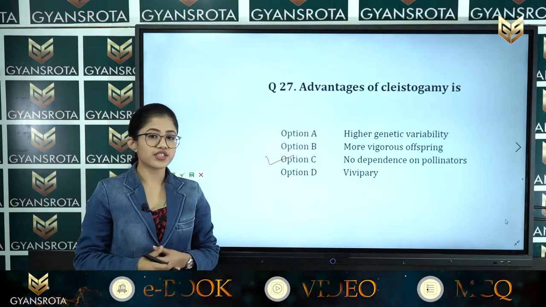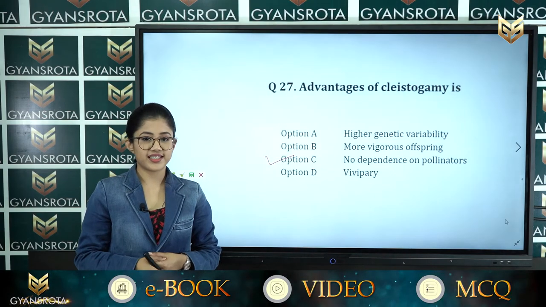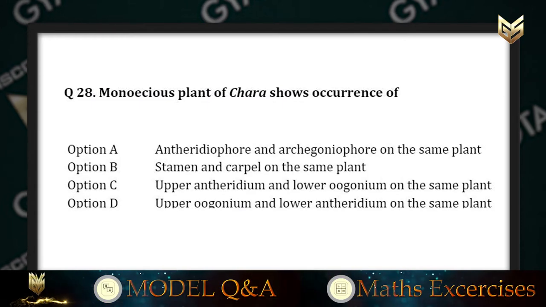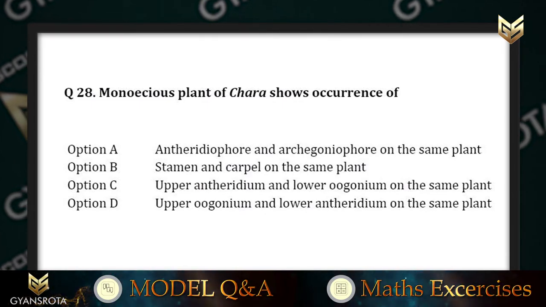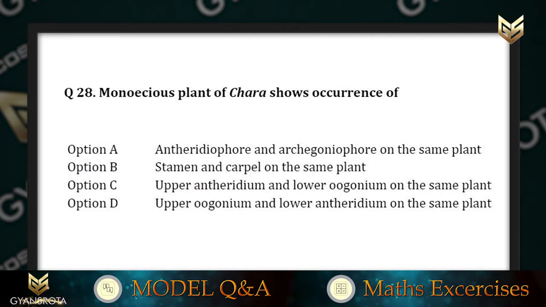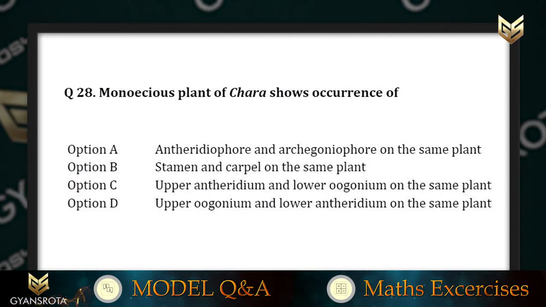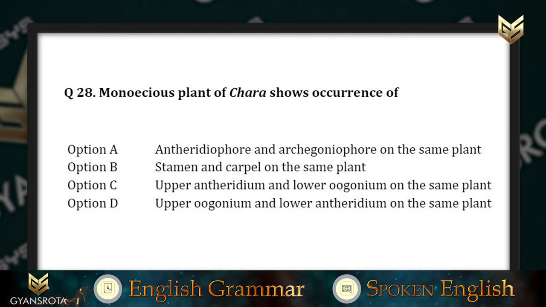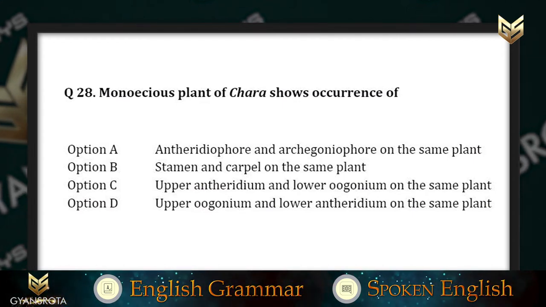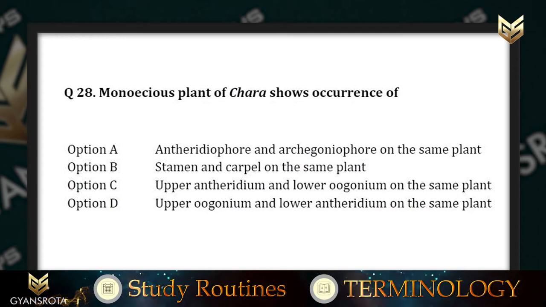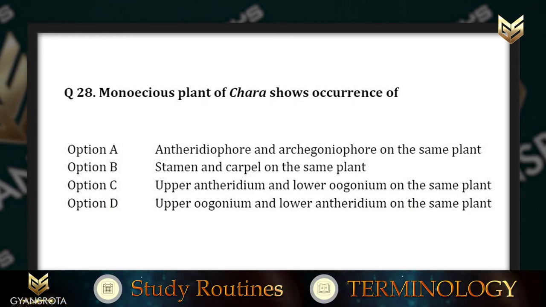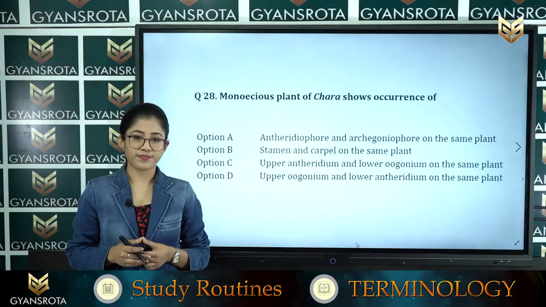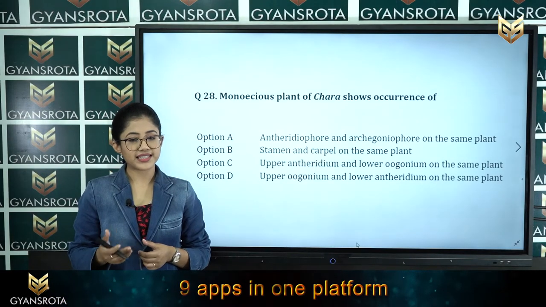Now let's see the next question, that is question number 28. Now in this question, you can see monoecious plant of Chara shows occurrence of: option A, antheridiopore and archegoniopore on the same plant. Option B, stamen and carpel on the same plant. Option C, upper antheridium and lower oogonium on the same plant. Option D, upper oogonium and lower antheridium on the same plant. This is from the chapter Plant Kingdom.